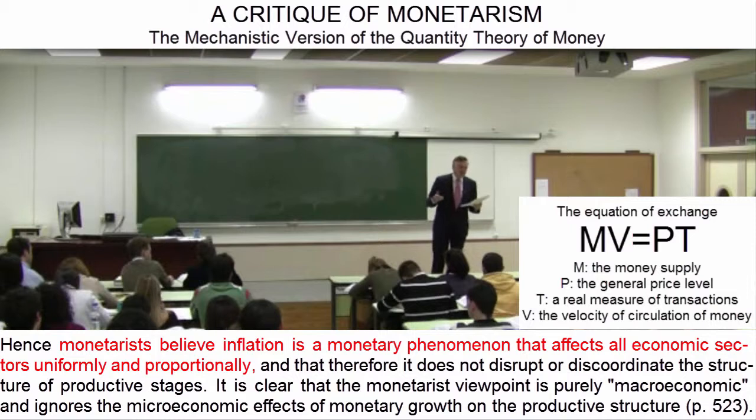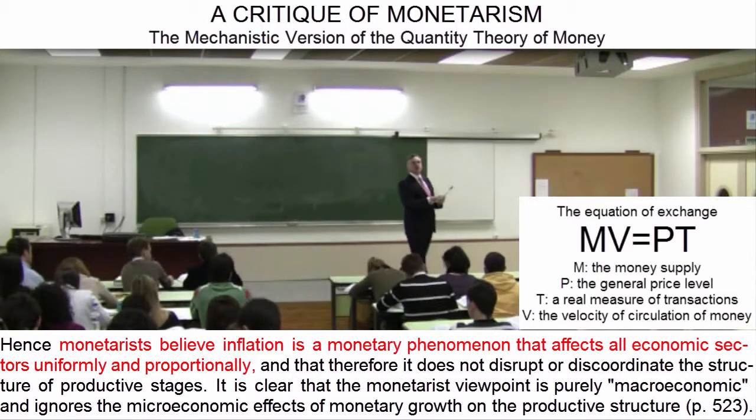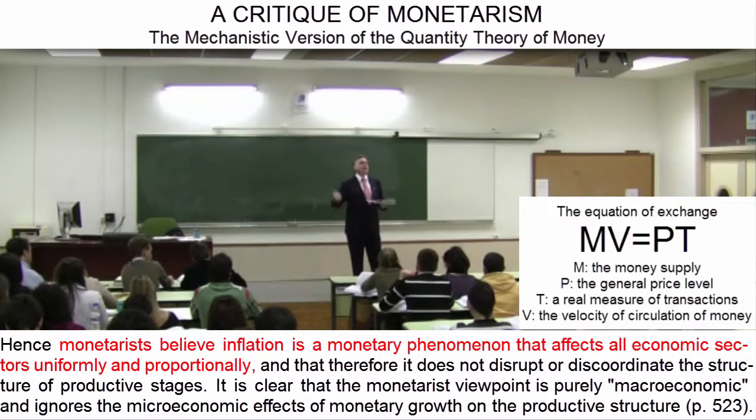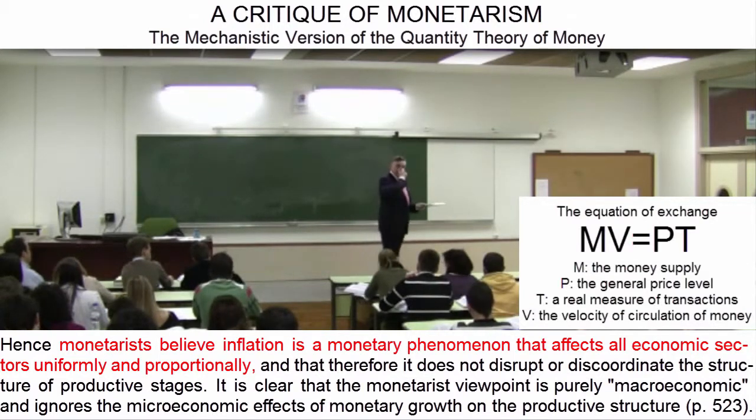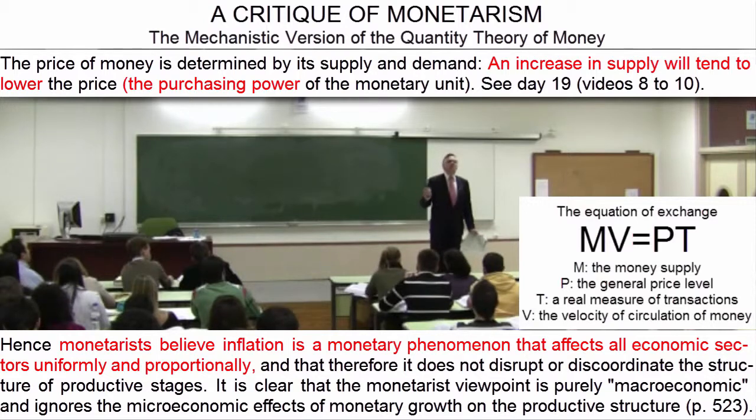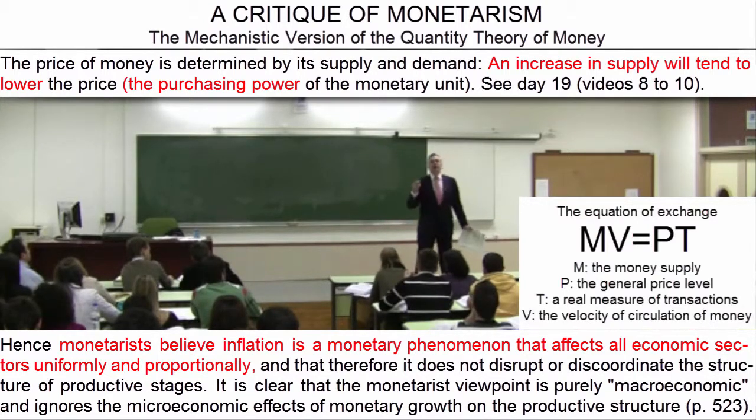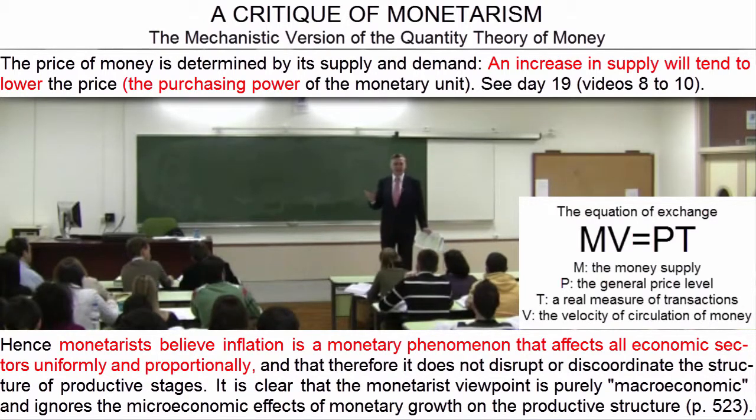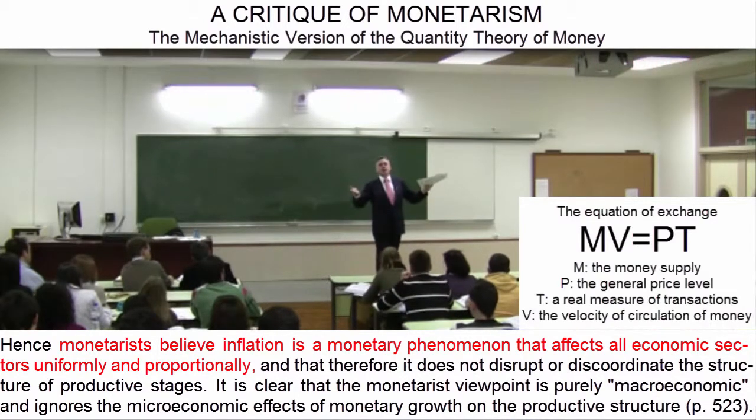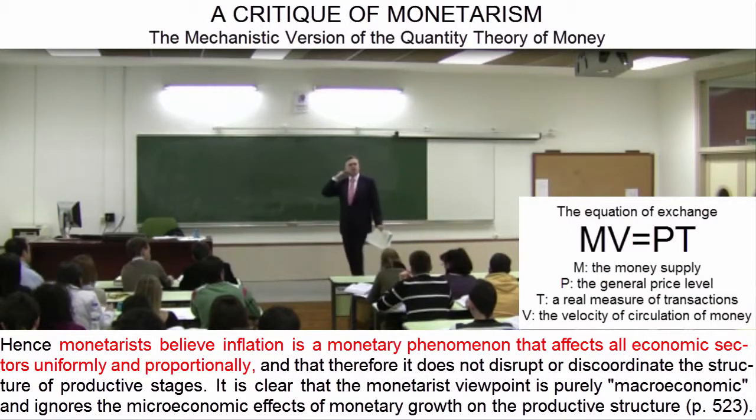The grain of truth lies in the fact that if V and T are constant, then when the quantity of money rises, the general price level rises. That much is true, but we need to make a qualification. If the quantity of money increases and everything else remains the same, it is not that prices rise. It is that the purchasing power of the monetary unit falls. The formula simply shows this as an increase in the general price level, and statisticians work hard to record and measure that increase.